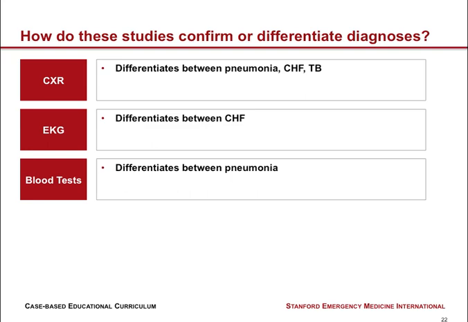Similarly, with an EKG, you can differentiate between CHF or other cardiac causes of shortness of breath. And then a blood test, such as a CBC, can help differentiate between pneumonia and other processes, given that their white count may be elevated in illness.